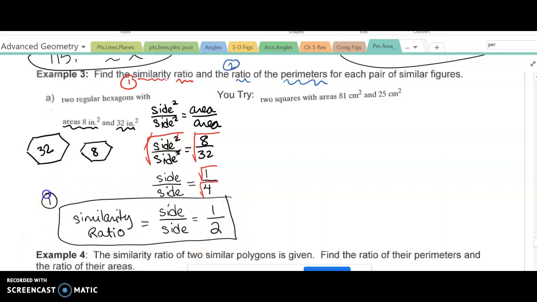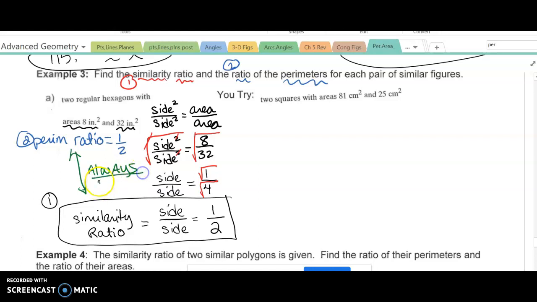We'll call that number 1. Now here comes the fun part. For the ratio of the perimeters for part 2, you don't have to do anything. There's no calculations, because remember, friends, that the perimeter ratio is always the exact same as the similarity ratio. So these are always the same. So we have found our perimeter ratio as well.